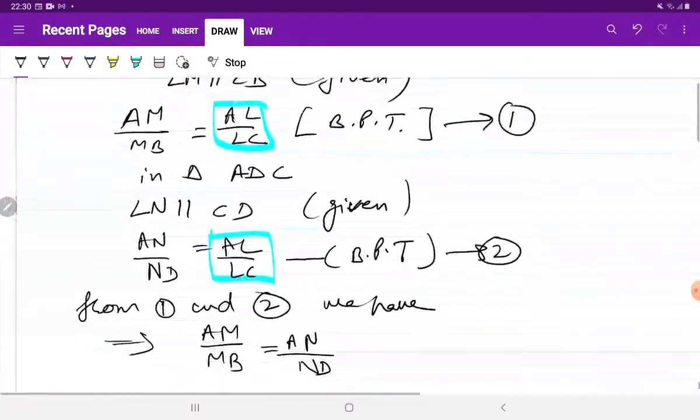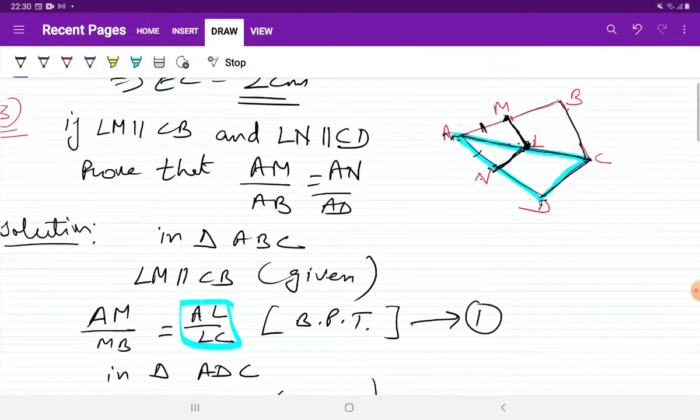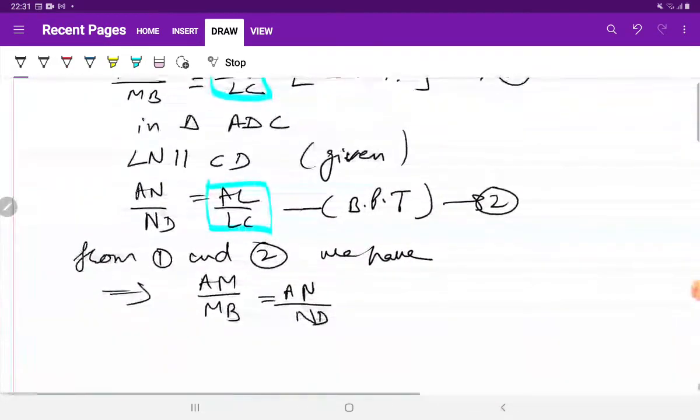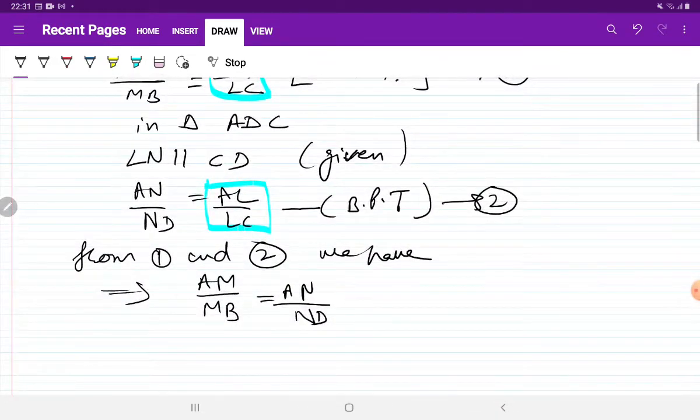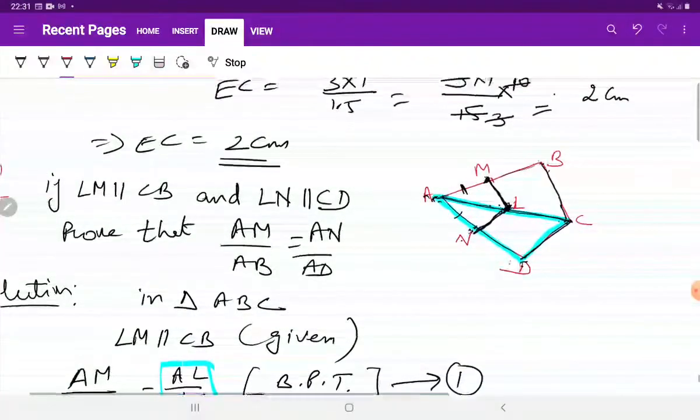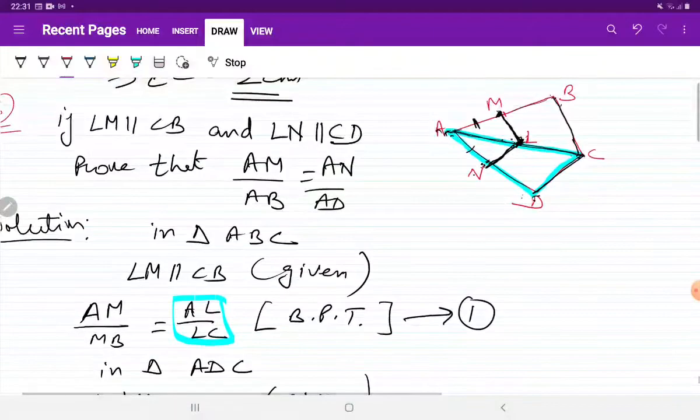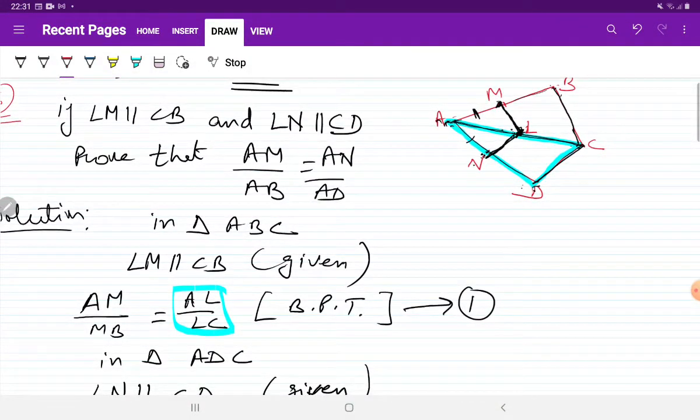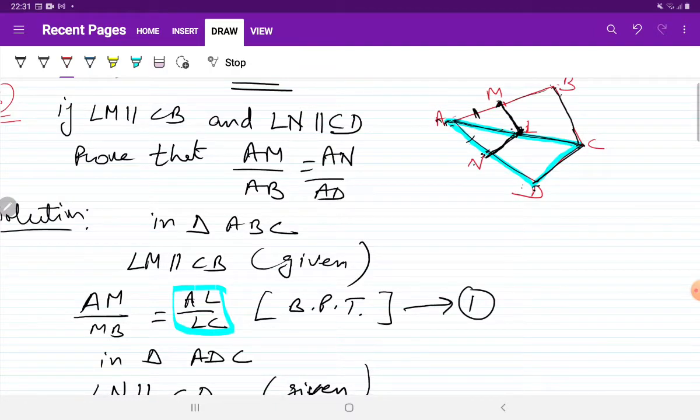AM upon MB. AM, this one, AM upon MB is equal to AN upon ND, we have. Okay. Now come to the to prove. What do you have to prove? We have this result now, AM upon MB, AN upon ND. Come to the to prove. You have to prove AM upon AB, full side you have to prove. We have to prove AM upon AB is AN upon AD.